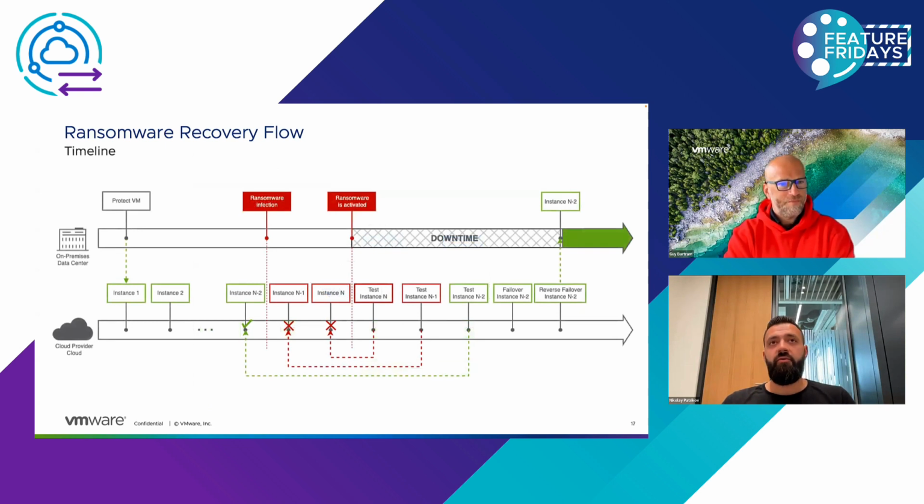Okay, the same flow, how it looks in terms of timeline. Again, we know that typically there is some time interval between infecting with ransomware and it being activated. So here we start with protecting a VM, creating the different instances at the cloud provider cloud. And once we have the ransomware activated, our on-prem VM is not operational. We have the downtime started at this period.